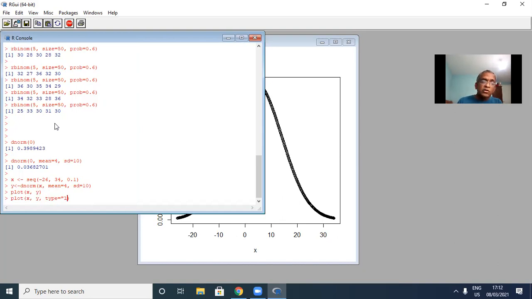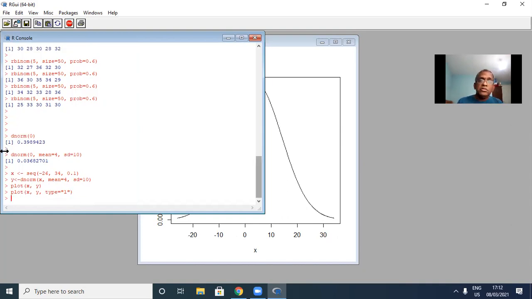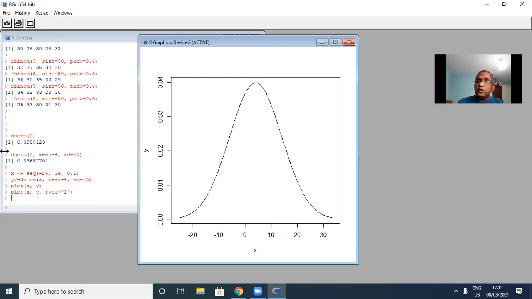Remember, this is L, not line, not 1. Don't confuse. L stands for line, L-I-N-E. So L is an abbreviation for line. If you do this, this is what you will get. So this is just a simple command for plotting the density of a normal distribution.